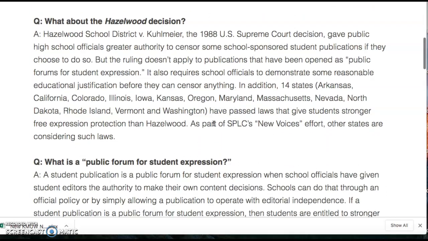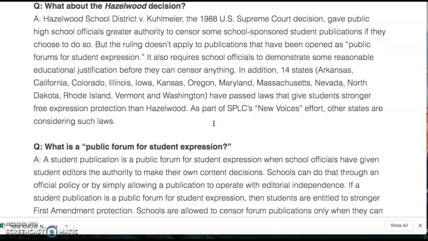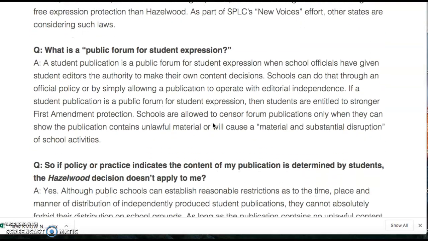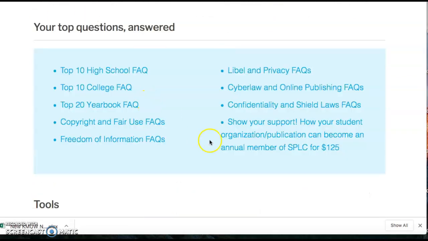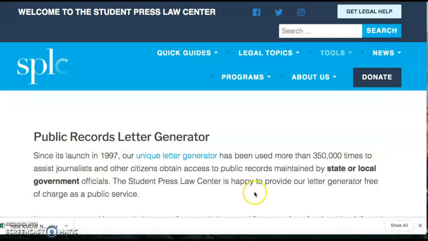They can get the background on the Hazelwood decision, which limited rights that students had in scholastic media. Then we get into the public forum question. But there's so many other things that we can move through. The tools that you can get into. This is an amazing thing here. It's the Freedom of Information Act letter generator.